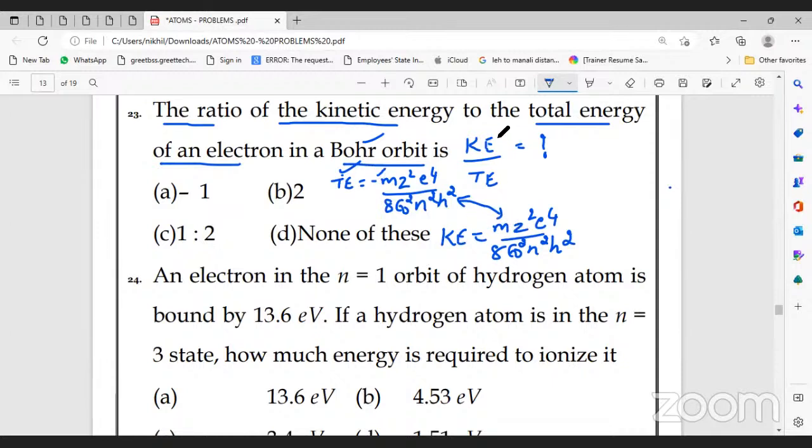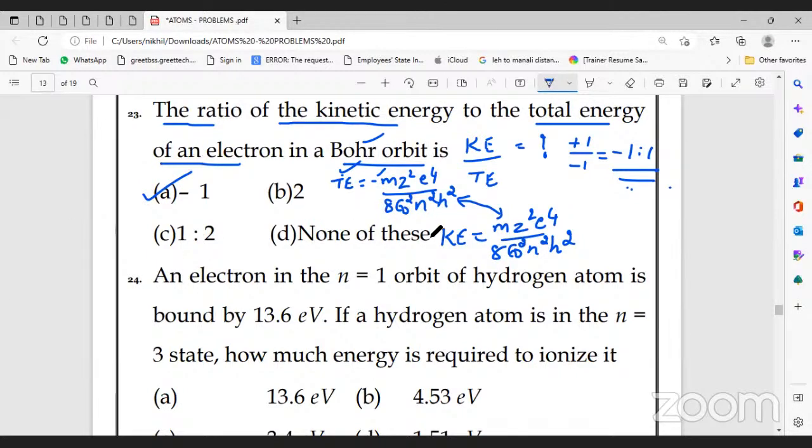So the kinetic energy goes to be plus 1 and total energy goes with minus 1, which is going to be a minus 1:1 ratio. So what is the ratio of the kinetic energy to the total energy? The ratio of the kinetic energy to the total energy is minus 1:1. Therefore, option A will be the right answer, isn't it?